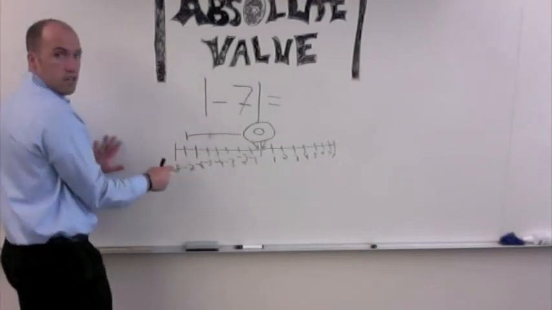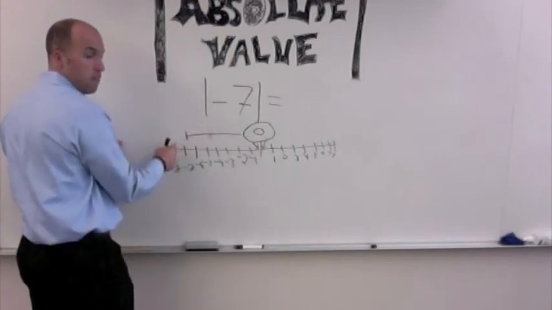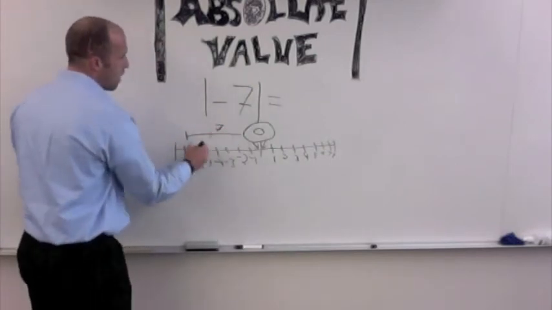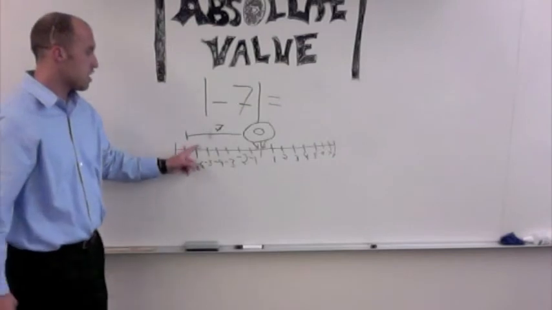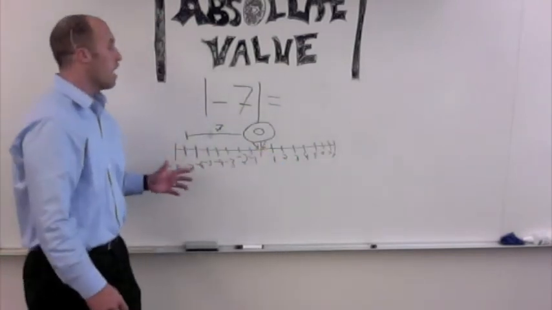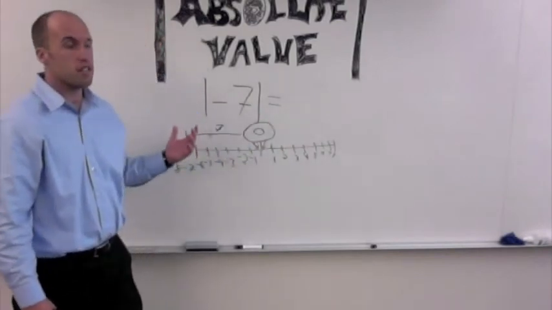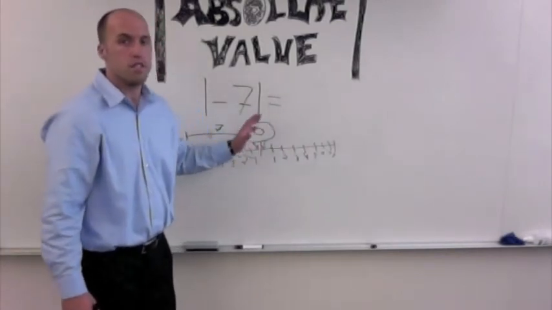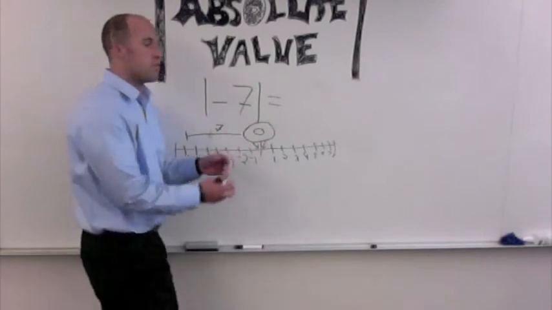How far away from 0 are we at negative 7? We're 7 away from 0. Even though it's negative 7, we're still 7 numbers away from 0. It doesn't matter which direction you are. It doesn't matter if it's negative or positive, just how far away it is from 0. So negative 7, the absolute value is 7.